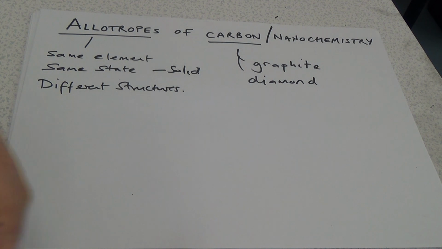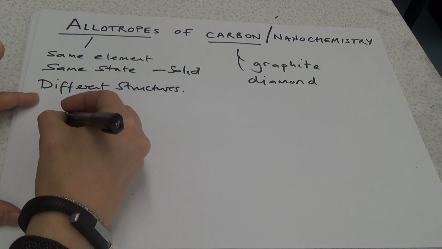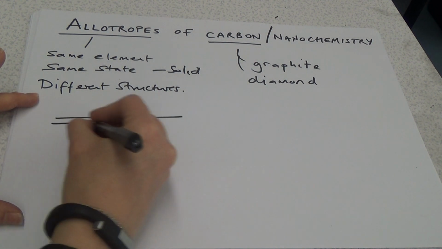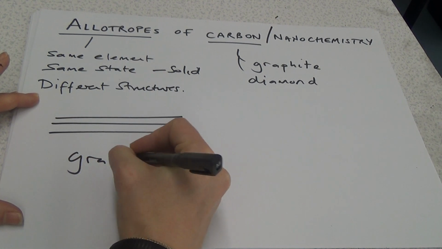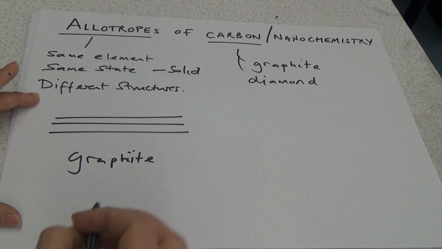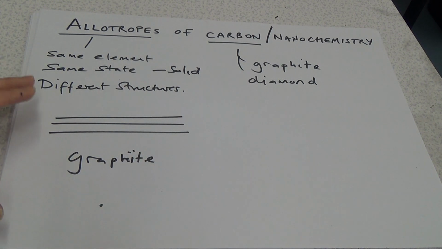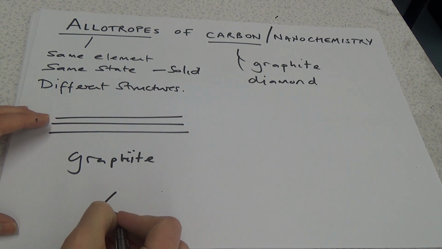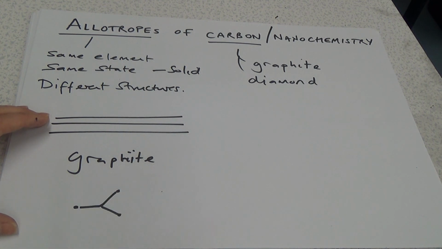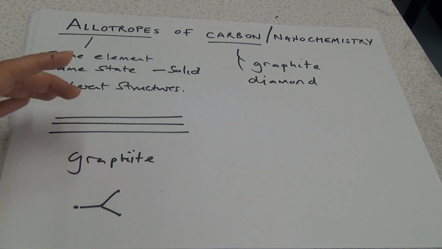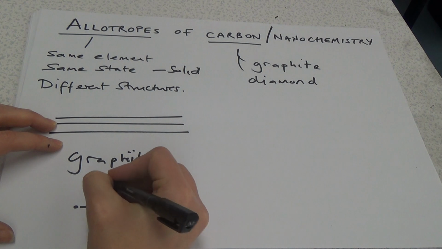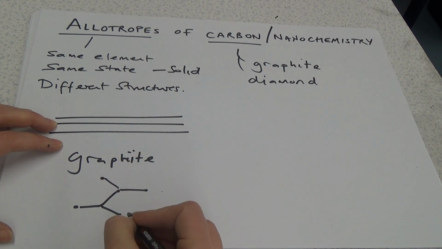So if we have a look at the different structures to start with, in the case of graphite, the carbon atoms are arranged in layers. Literally you have a layer and a second layer and a third layer, and that is the example of graphite. Each carbon atom within that layer is only bonded to another 3 carbon atoms.